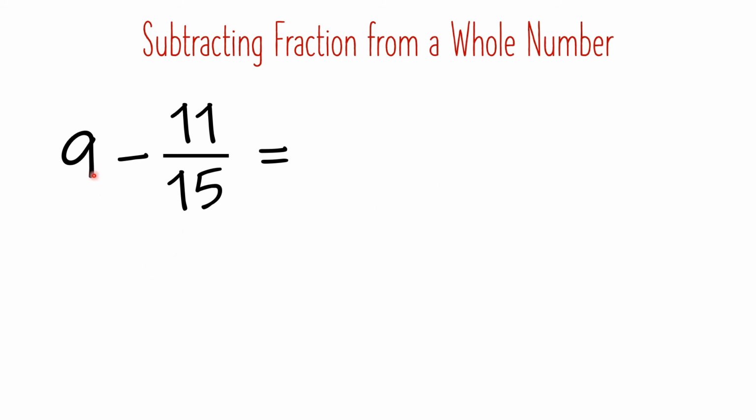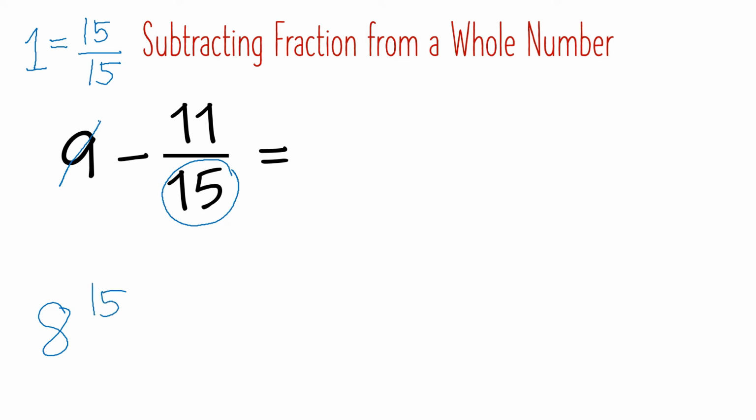Let's do that again. So we have 9 minus 11 over 15. Again, the first step is borrow 1 from 9. So 9 will become 8. And then the one that you borrow, we will write that into fraction using the denominator of the subtrahend. So since the denominator is 15, the one that you borrow will become 15 over 15. So 9 will be written as 8 and 15 over 15. Again, this 8 and 15 over 15 is just equivalent to 9.